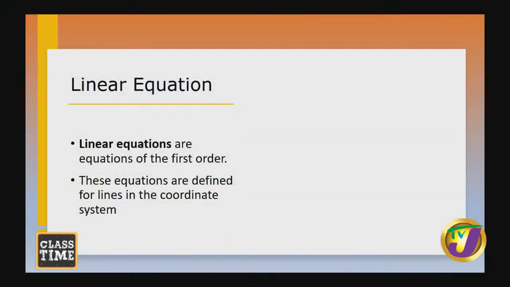And these equations are defined for lines, as the name suggests, linear, in the coordinate system. And these are some examples. We have y equals 2x plus 1, 5x equals 6 plus 3y, and y divided by 2 is equal to 3 minus x. And we notice that, as it says, they are all of the first order. None of the terms are raised to any power greater than 1.